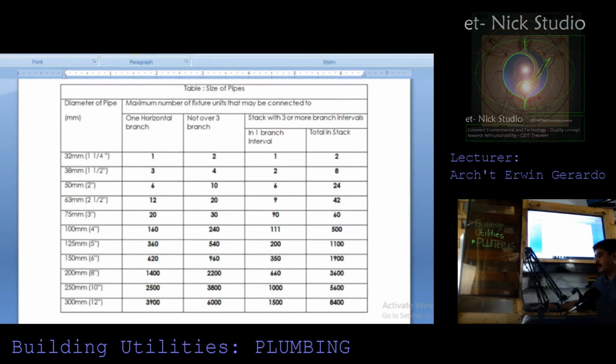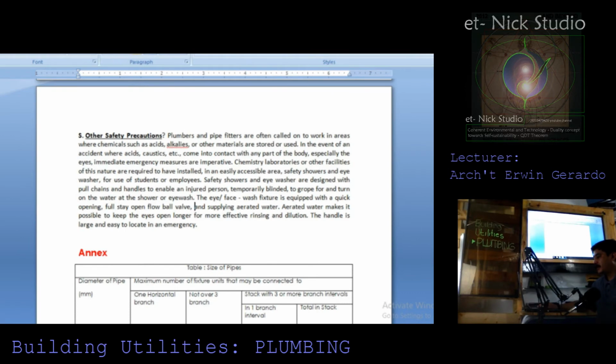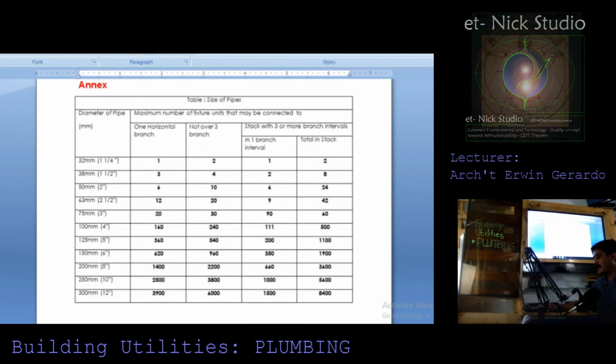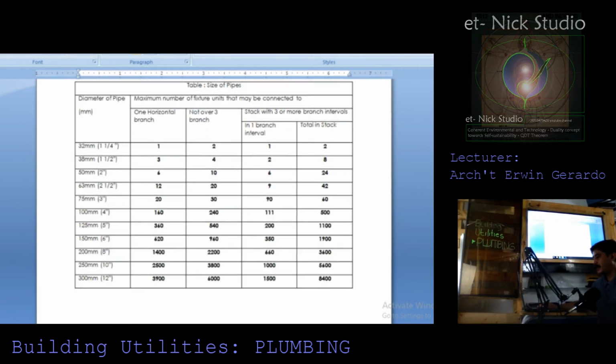This is the table for the size of the pipes. The maximum number of fixture units that may be connected to the diameter of a pipe. So we have variable diameters, which are expressed in millimeters and in inches.